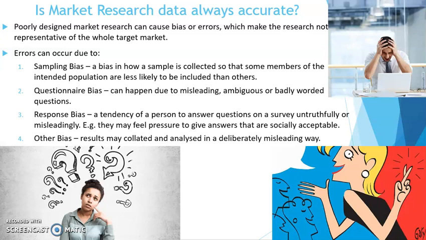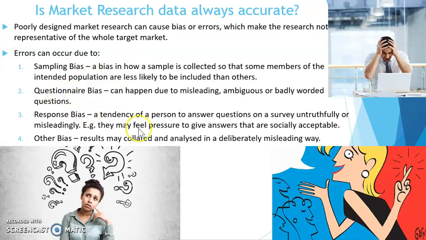So if you are only to question a certain street in a certain suburb or several streets in a certain suburb, you are potentially not going to get a sample that's representative of the whole target market, because you might just get a group of households that represent one slice of socioeconomic demographics.